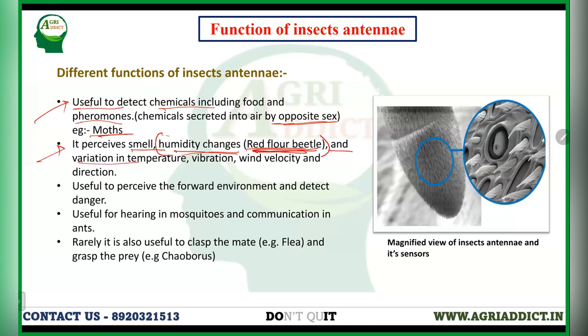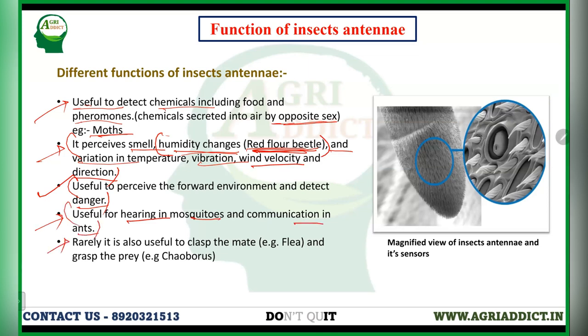And the variation in temperature, and vibration: mosquitoes use their antenna, and there is the chordotonal organ or Johnston's organ that can sense the vibration. Many insects detect wind velocity and wind direction through their antenna. Antenna is also useful to perceive the forward environment and detect danger, because the insect can sense the environment through its antenna, so it can sense danger. Like if an insect is prey, it can sense the smell of its predator, or it can sense its predator which is coming towards it to catch. And antenna is useful to keep itself safe from its predator. It is also useful in hearing in mosquitoes, and also in communication in ants.